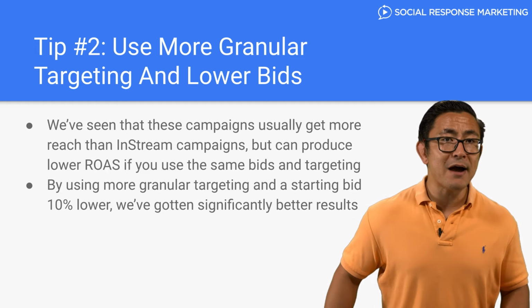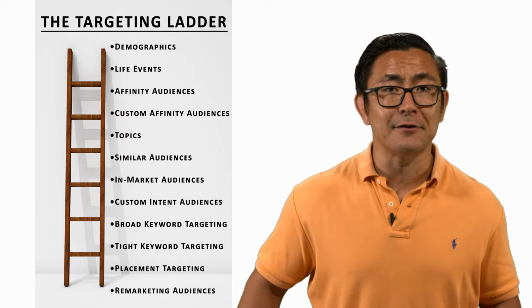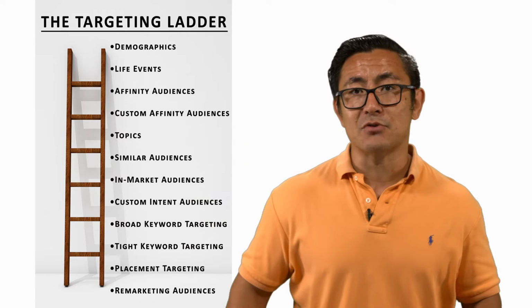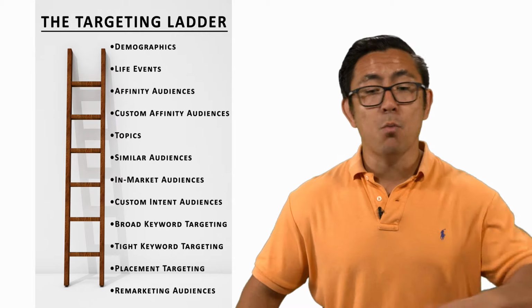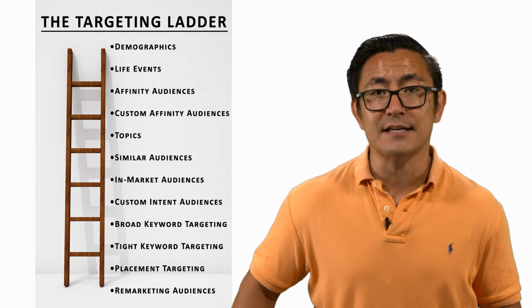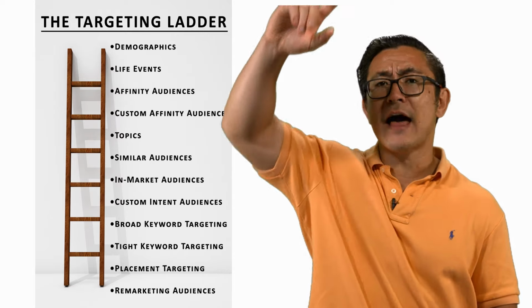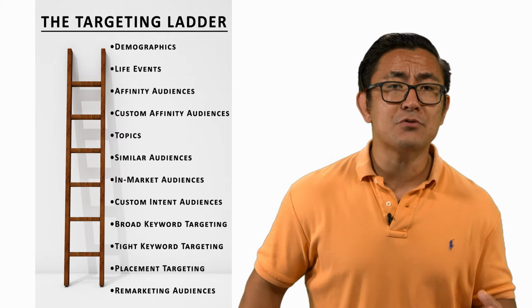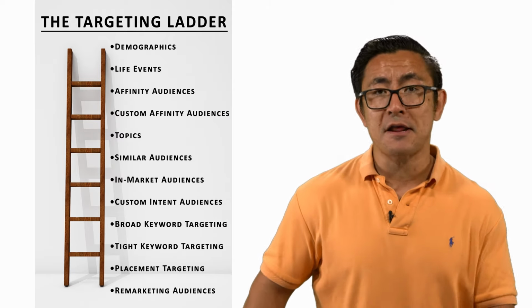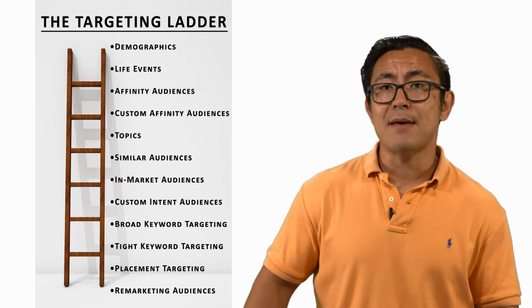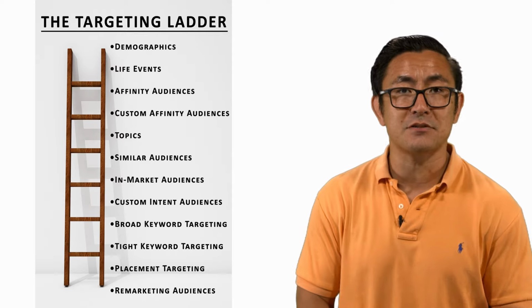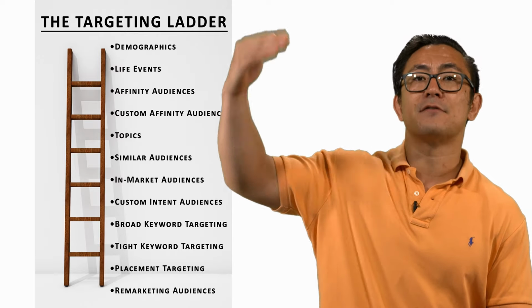To understand what I mean by that, you have to understand the targeting ladder. And you can see that on screen behind me right now. The targeting ladder is a strategy that I use to determine what targeting to use in my YouTube advertising campaigns. At the top of the ladder are the most scalable, least granular, least specific forms of targeting. At the bottom are the most granular and the most specific. I always recommend maxing out the most specific forms of targeting before moving up the ladder into broader and broader forms of targeting.